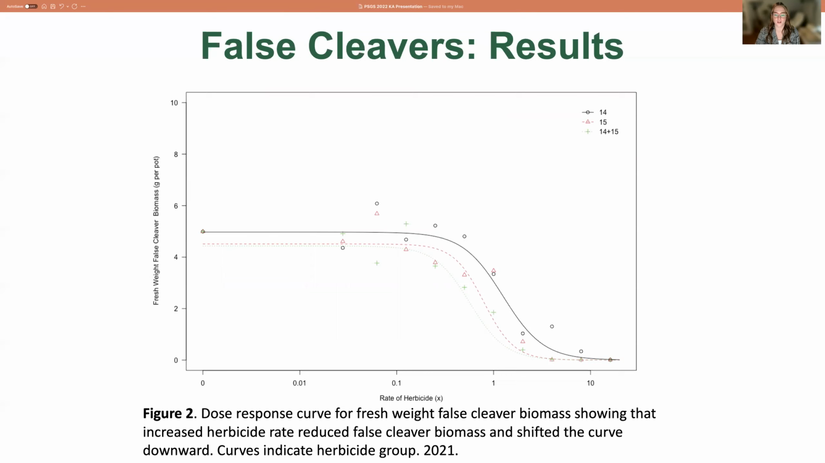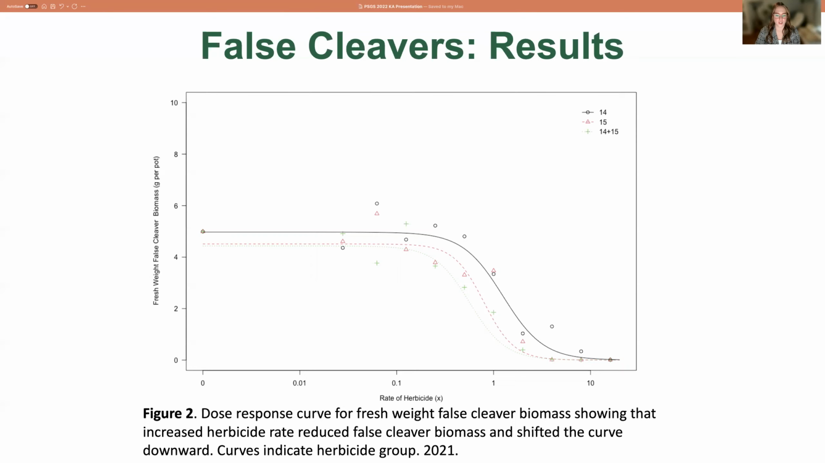The combined group had the lowest ED50 estimate, indicating that less active ingredient was needed to reduce false cleaver biomass by 50%. The ED50 of group 14 equaled a 22.3 gram rate, while group 15 equaled a 47.5 gram rate. The combined equaled a 44.4 gram rate, with 10.3 grams being group 14 and 34.2 grams being group 15.